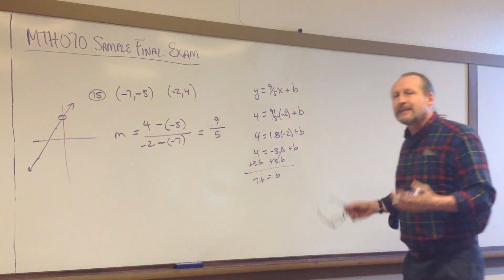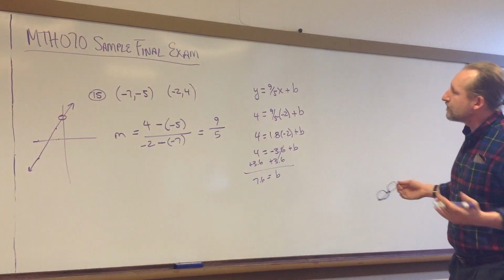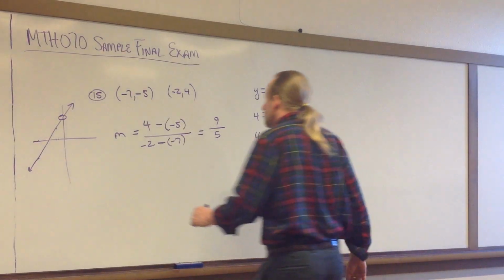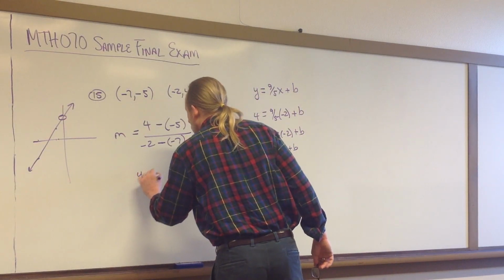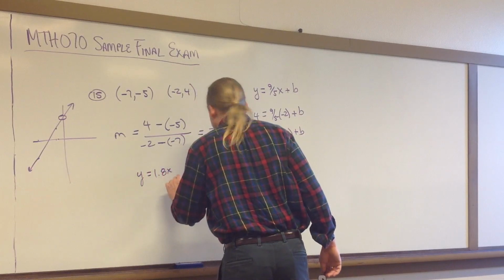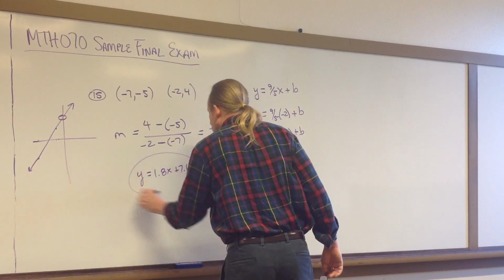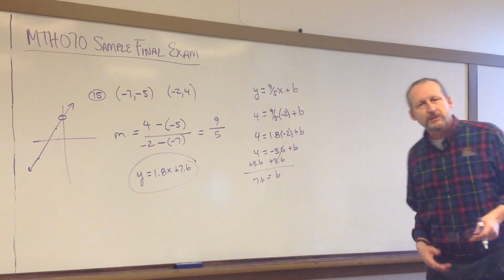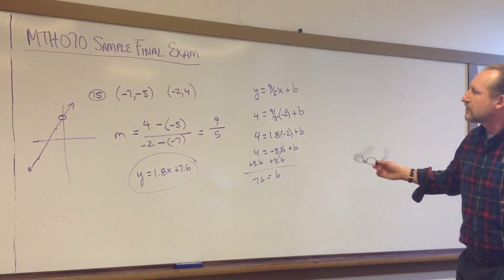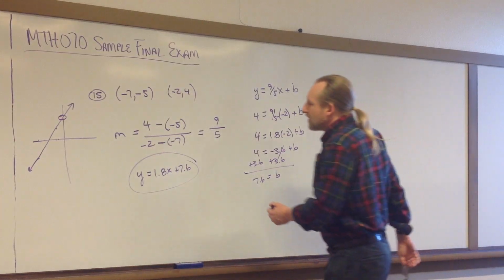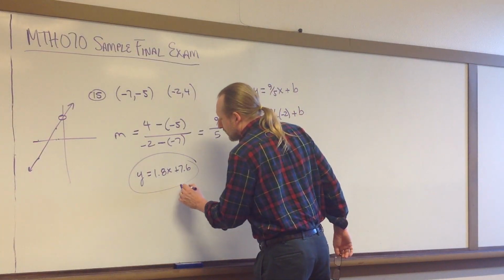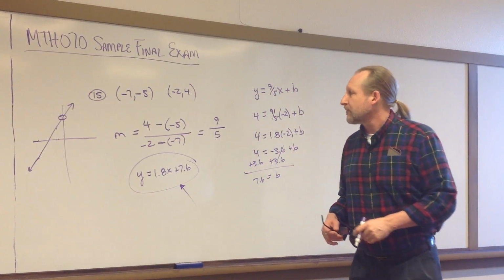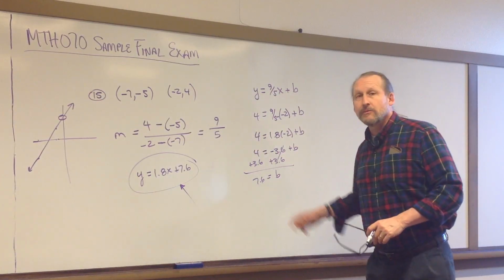So if you leave it like this, you've done pretty much the problem, but the problem is asking you for the equation in slope-intercept form, so we can call it 1.8x plus 7.6. You can use the 9/5 if you want to. You could make this some kind of improper fraction if you want to. That's all fine. But it really is a good idea for your answer to be the equation in slope-intercept form rather than just ending with the value of b.